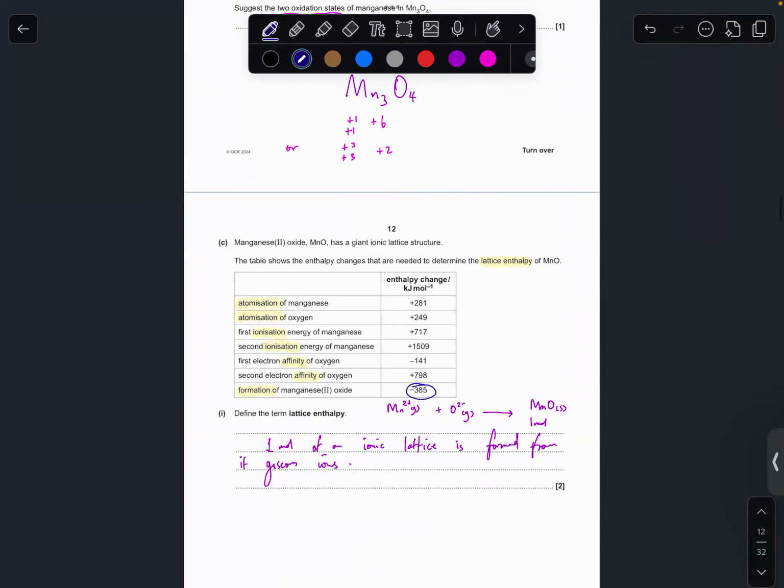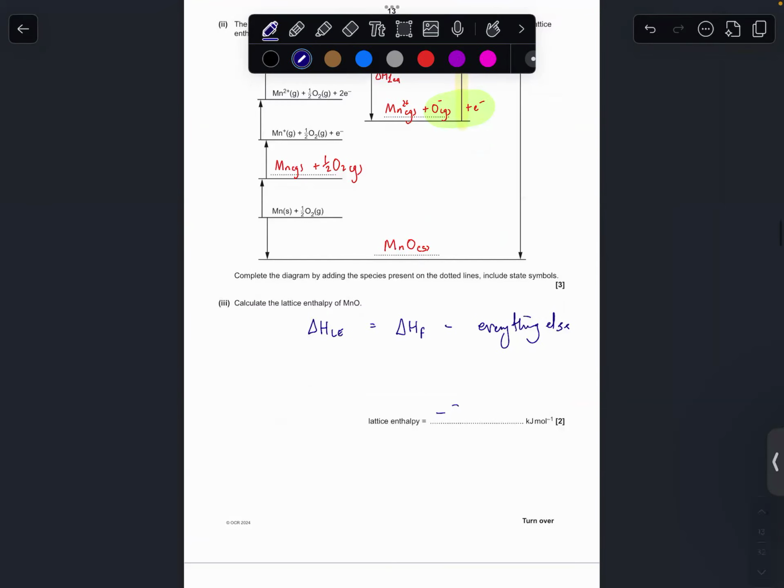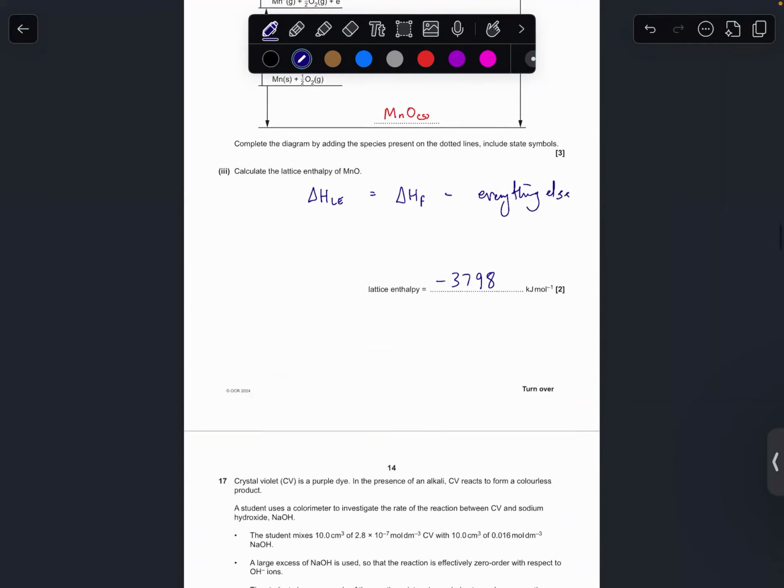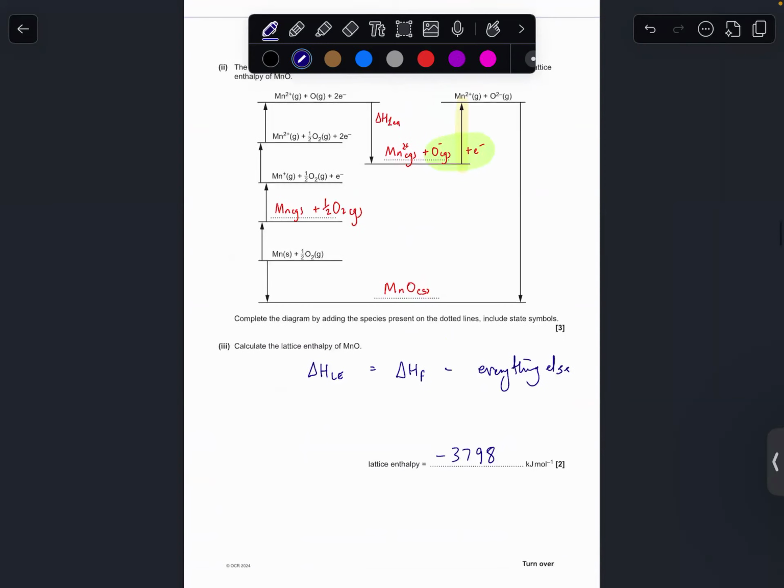So what we do: minus 385 minus 798 minus 141 minus 1509 minus 717 minus 249 minus 281. With my calculator, I've got minus 3798, which is correct. That's the end of that question. See you tomorrow.